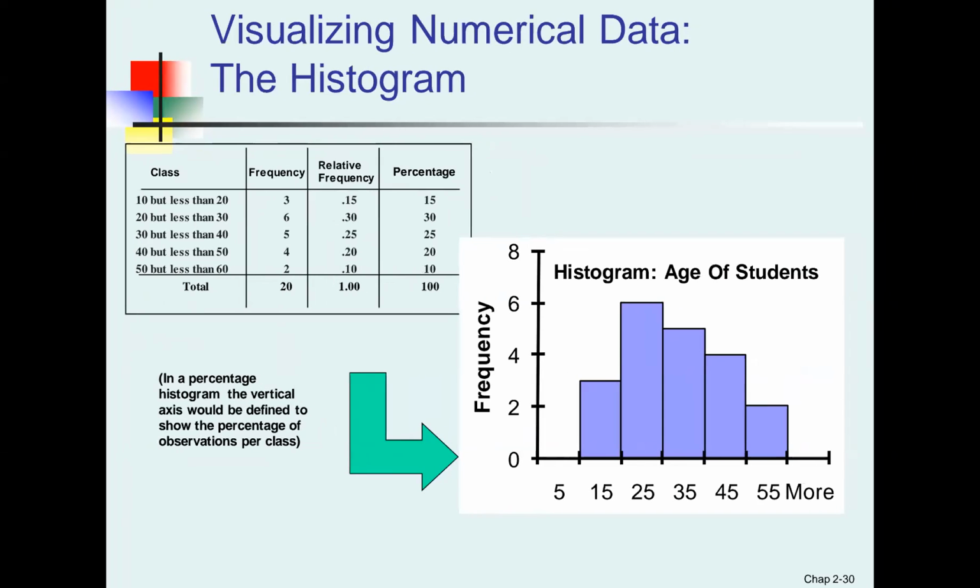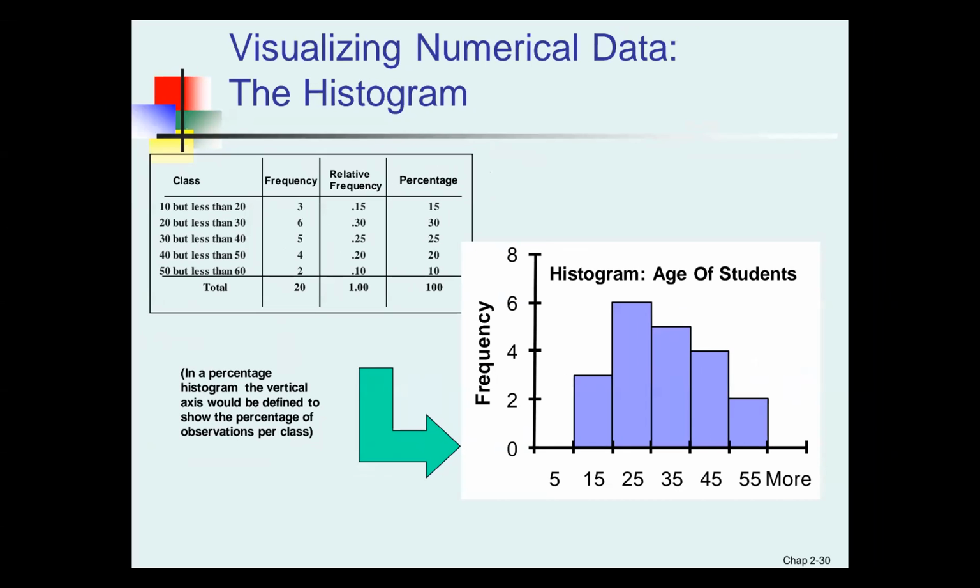The histogram is almost the same as the bar chart. The only difference is that the histogram bars are joined. So what you do, you have these different age groups. These are classes actually. You've got the people between 10 and 20, 20 and 30, and the last ones are 50 up to 60.